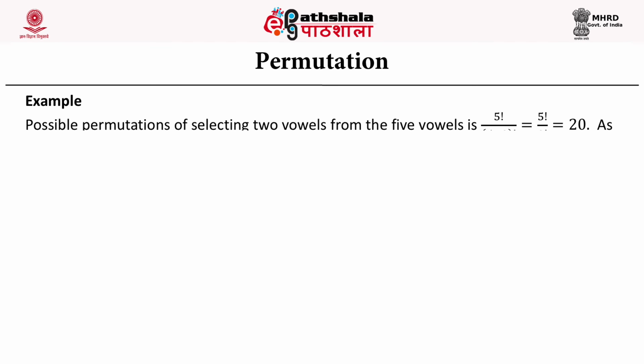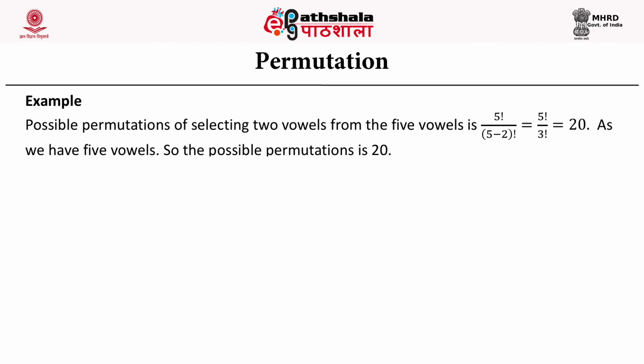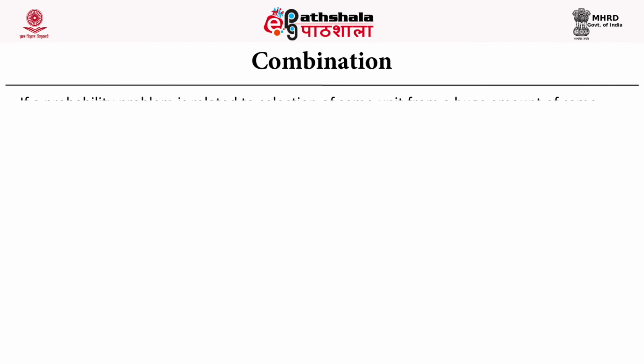For example, possible permutation of selecting 2 vowels from the 5 vowels is solved by the formula, that is 5 factorial divided by 5 minus 2 factorial, which is equal to 5 factorial divided by 3 factorial, which comes out to be 20 after solving mathematically. As we have 5 vowels, the possible permutation is 20.